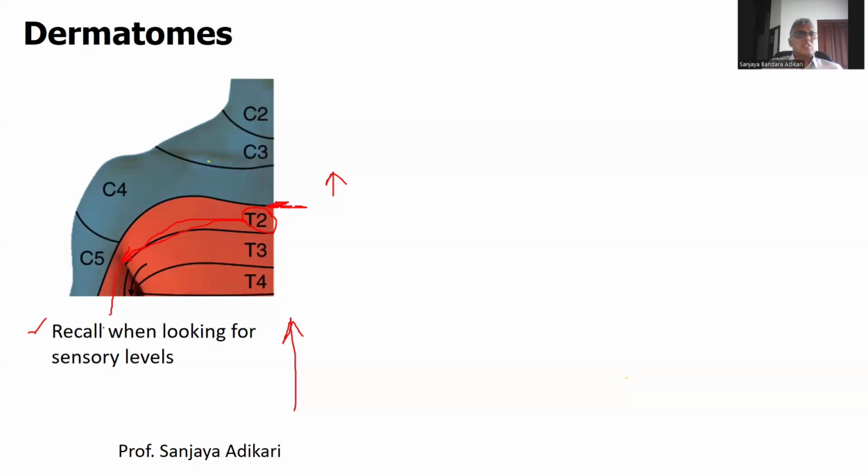So after T2, it's T1, then C8. This is all in the upper limb because of the brachial plexus. Then you come back into the neck area like this. Usually it's T2 here, and here it could be C4 or C3, depending on different people. It's easy to take it as C4 because C5 to T1 is brachial plexus. So you can have T2 here and C4 there, outside the brachial plexus.